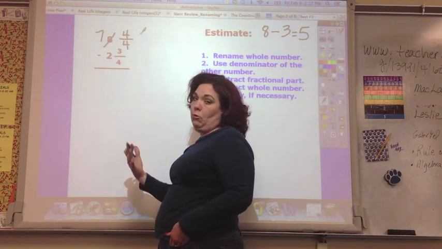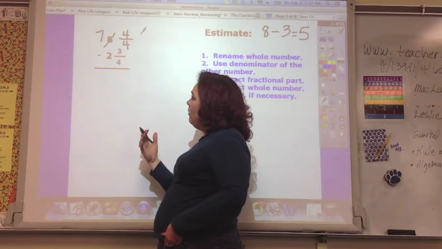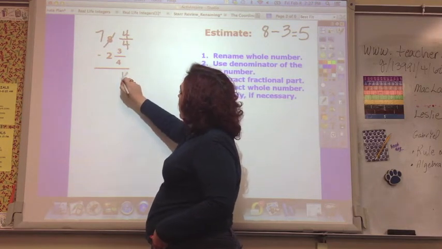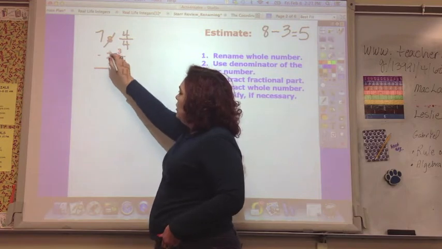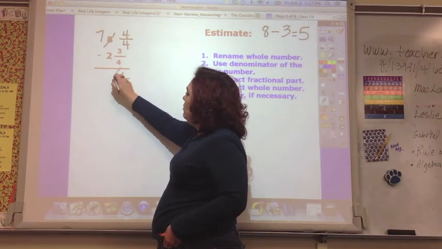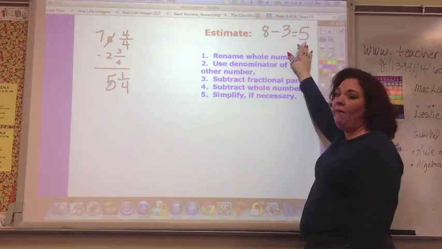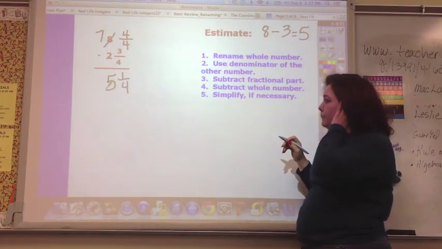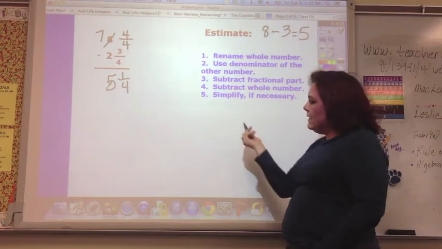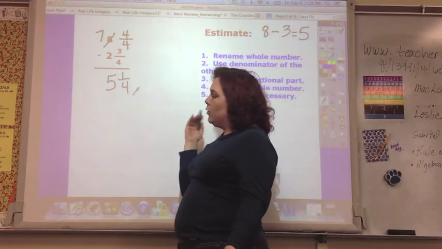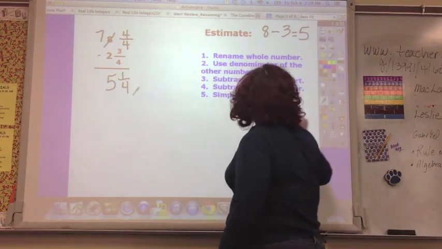Now I can just subtract the numerators. 4 minus 3 is 1/4, and 7 minus 2 is 5. And 5 and 1/4 would round or be close to 5, so my estimate is good. And I can't simplify because 1/4 is in simplest form.